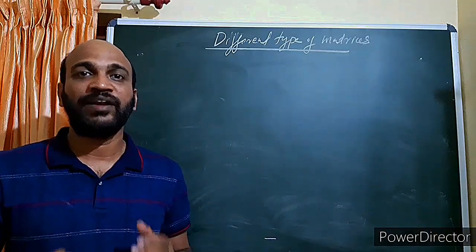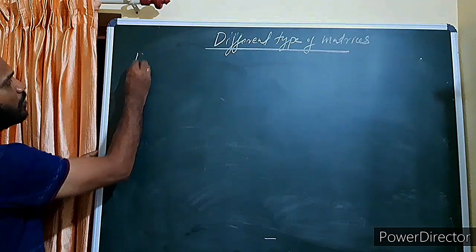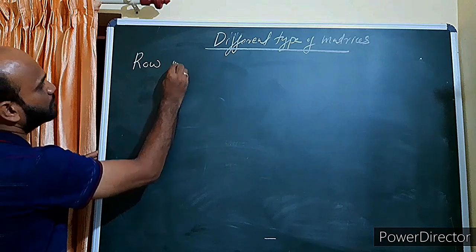Now we can study about different types of matrices. First one is the row matrix.